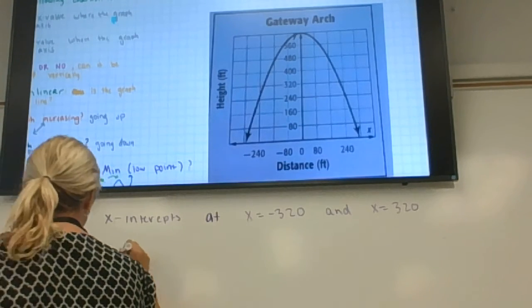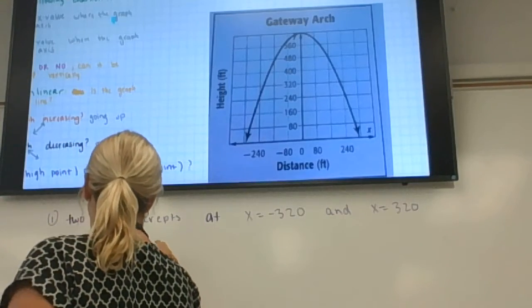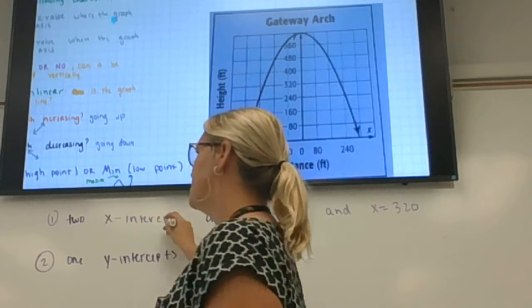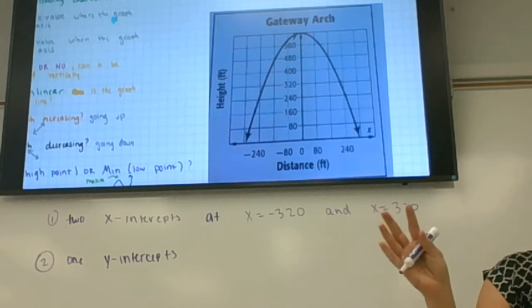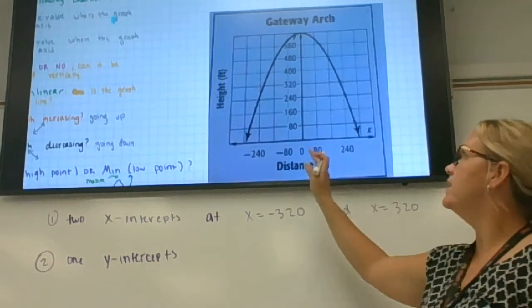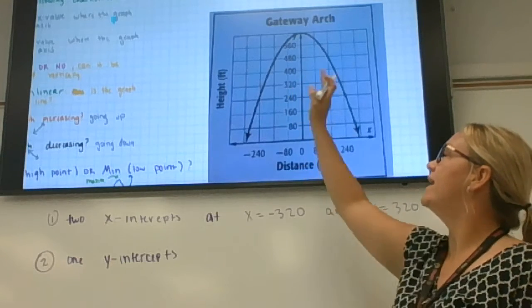So all graphs are different. Just because I'm saying one Y-intercept and 2 X-intercepts for this graph, that doesn't mean that the graph you're looking at matches perfectly. A Y-intercept is where it crosses the Y-axis.